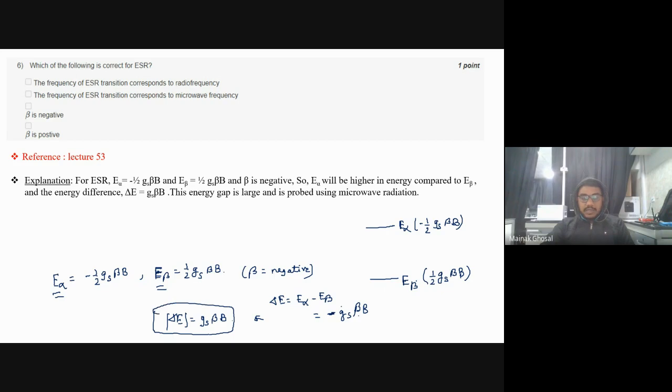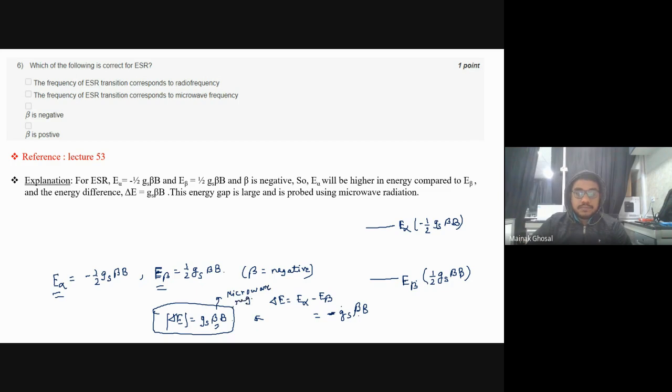Now here beta is negative, and also one thing is very important here for the electronic case, that beta is very large. That means the energy difference between these two levels, that is the alpha and the beta, is very large. Okay, since that is very large, it will actually come in the microwave region.